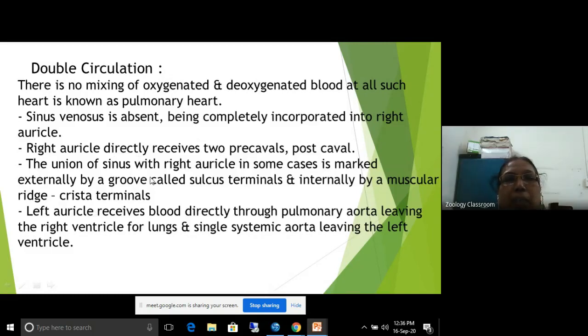The union of the sinus with the right auricle, in some cases, is marked externally by a groove called the sulcus terminalis, and internally by a muscular ridge called the crista terminalis. The left auricle receives blood directly through the pulmonary veins, and the pulmonary aorta leaves the right ventricle for the lungs, and a single systemic aorta leaves the left ventricle.